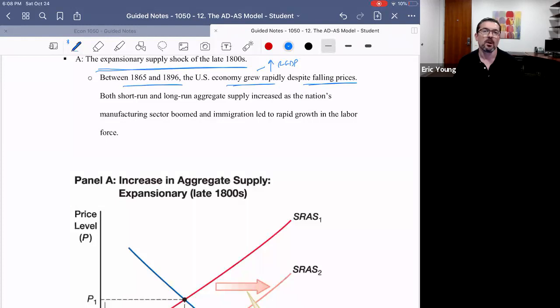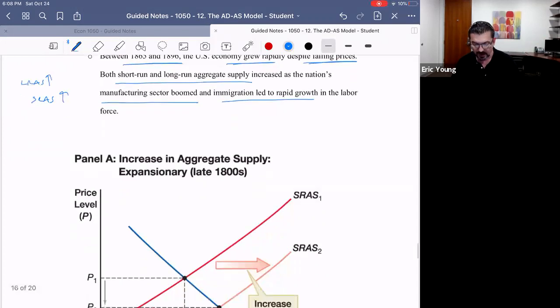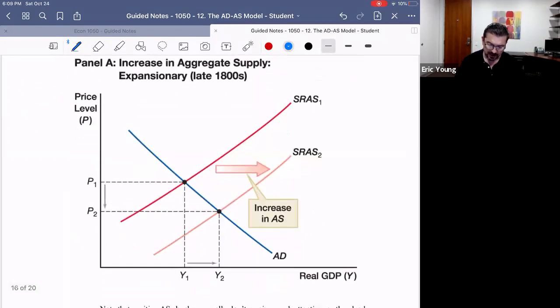How did this happen? Well, basically, during this period, the country saw both its SRAS and its LRAS curves increase. Specifically, as the nation's manufacturing sector boomed, we started creating and producing more. Innovation skyrocketed, and we also had immigration that led to a pretty rapid growth in the labor market. How did it all pan out? Well, you can see it here. And in these ones here, I'm taking away the LRAS. We'll just take a look at the SRAS and the AD.